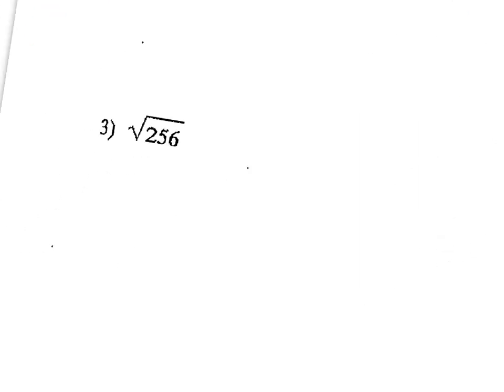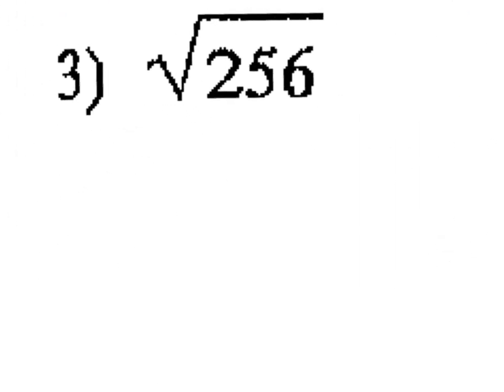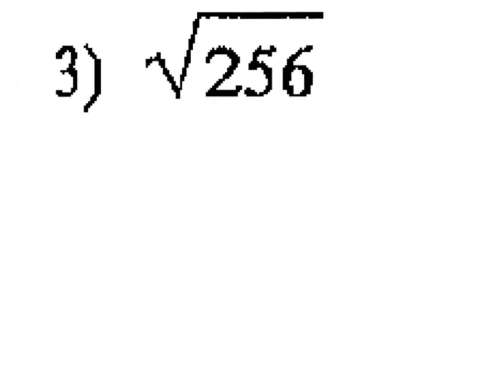All right, so let's go down to the next one. Okay, so 256. I know 256 can be divisible by 2 because it's even. So I've got 2 and 128. So I know another 2 will come out. And when I divide that, I'm going to get 64.